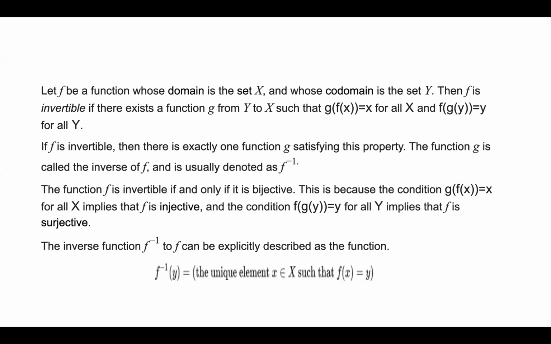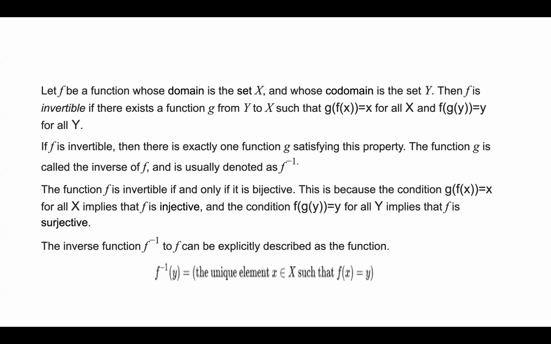Means if f is a function from X to Y, because domain given is X and codomain given is Y, then f is invertible. How we can say f is invertible? If there exists a function g from Y to X such that g of f of x is equal to x for all x and f of g of y is equal to y for all y.